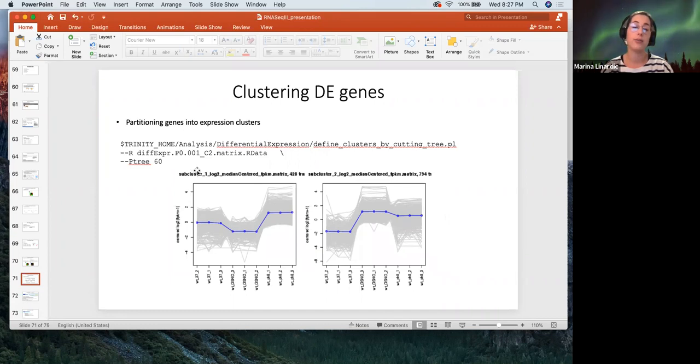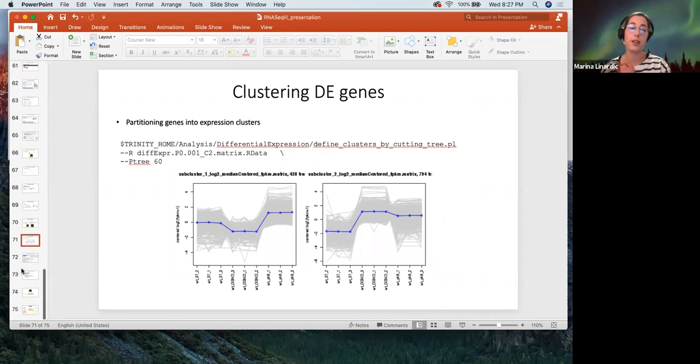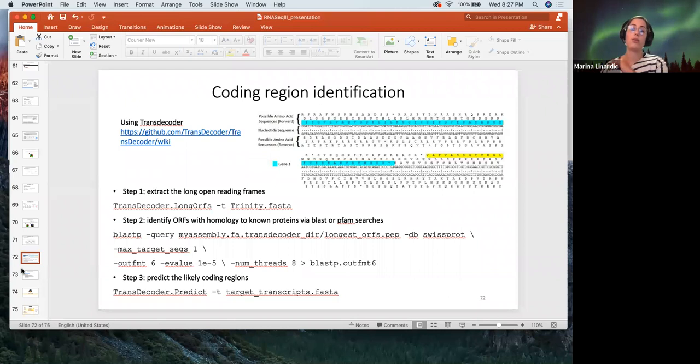If you have a counts file, you can perform all of these as well for some other experimental designs that you have. And the last thing that we will cover in our practical is the coding region identification. So just how do we identify ORFs and proteins from the Trinity FASTA assembly file that we have, that then we can use for doing functional annotation.